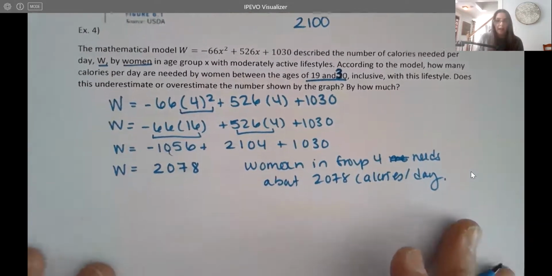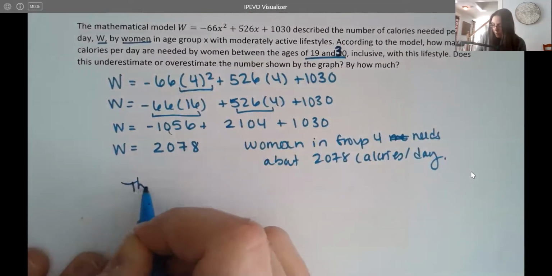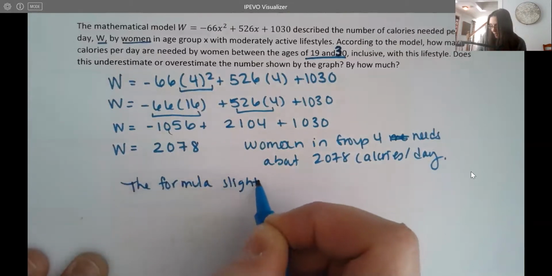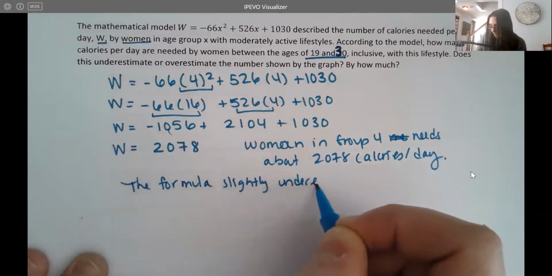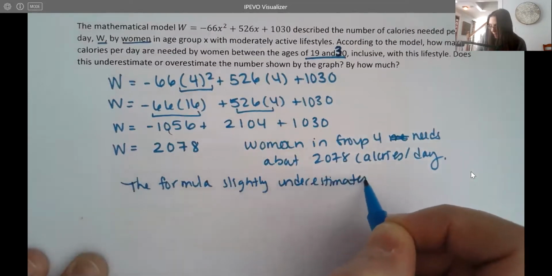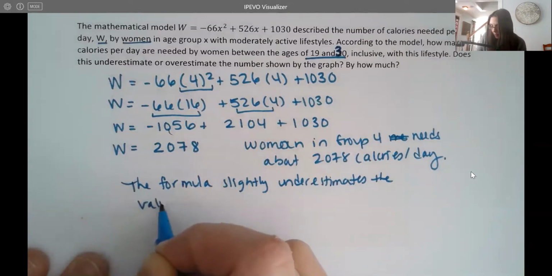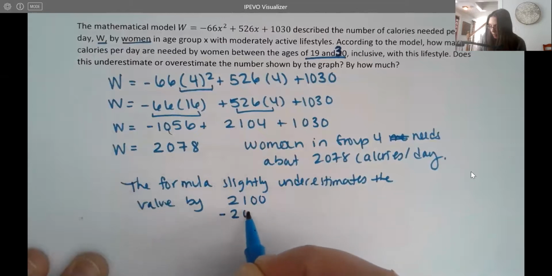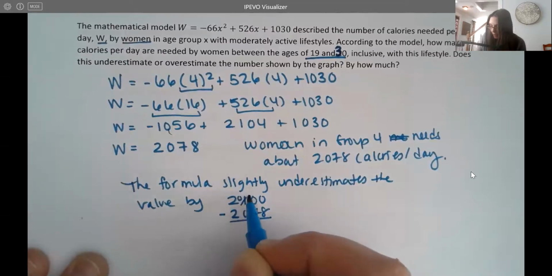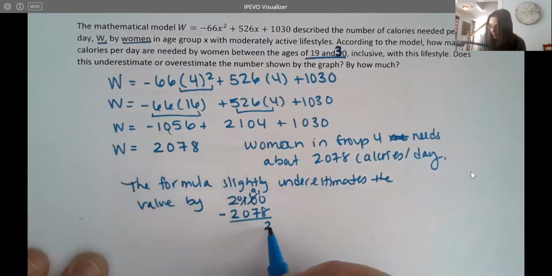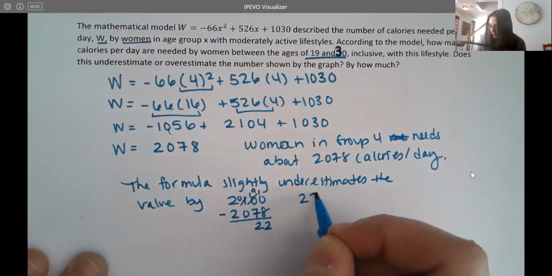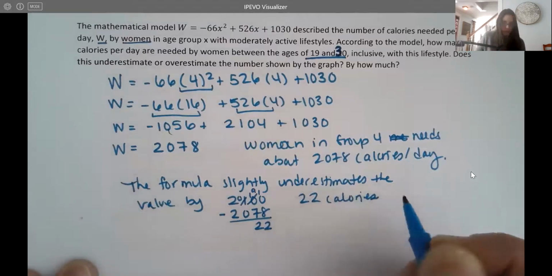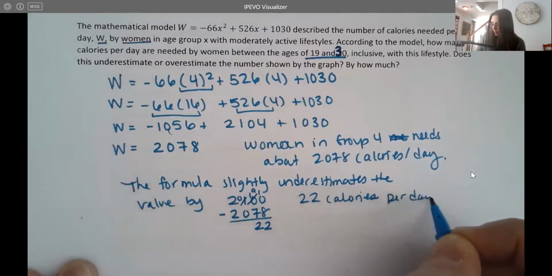So the formula, I would say slightly underestimates the value. And so if I take that 2,100 and I subtract that 2,078, I can go ahead and see how much it underestimates it by. And it's only by 22 calories per day.